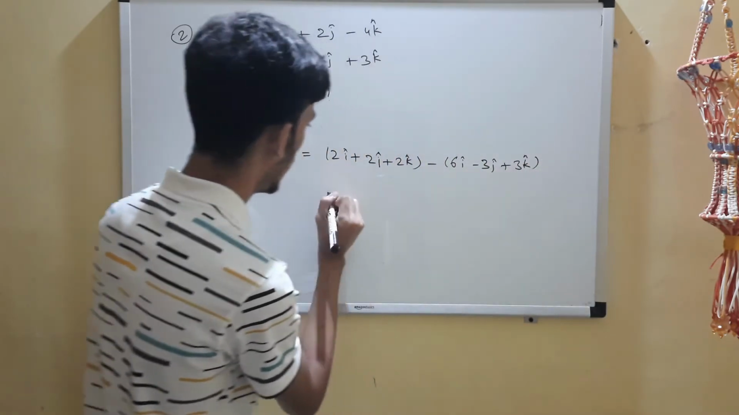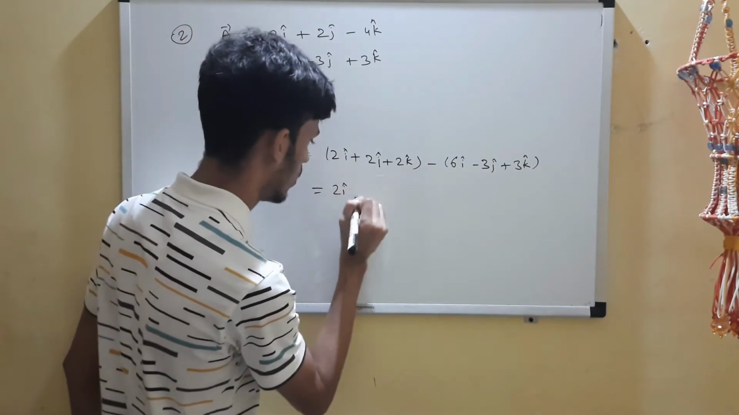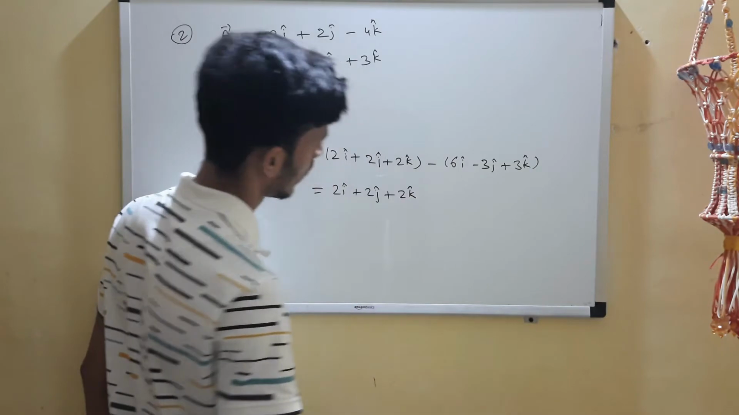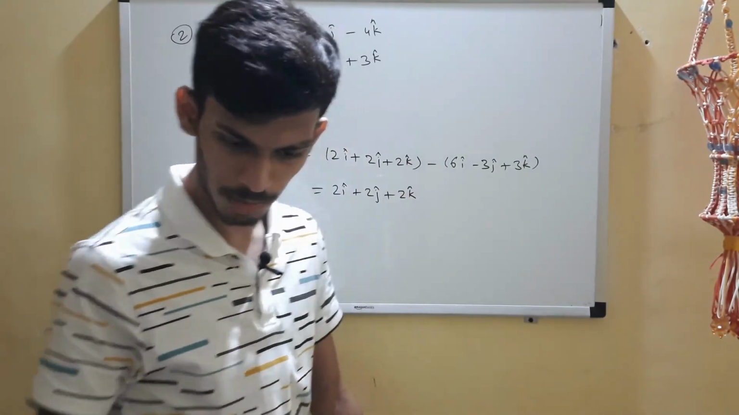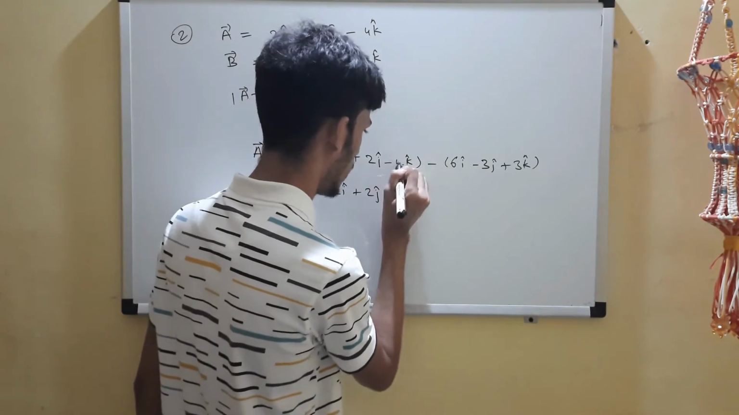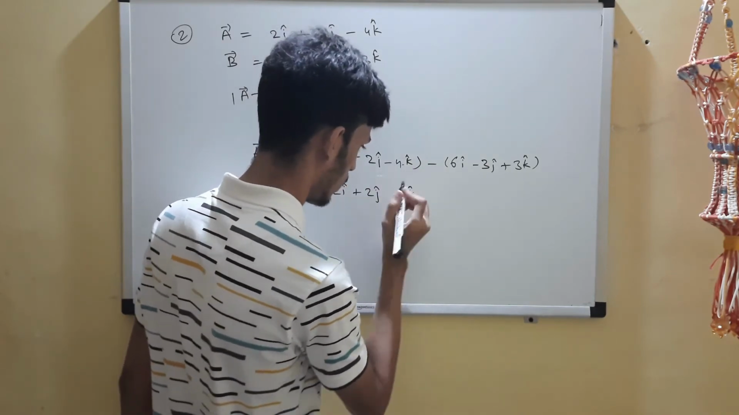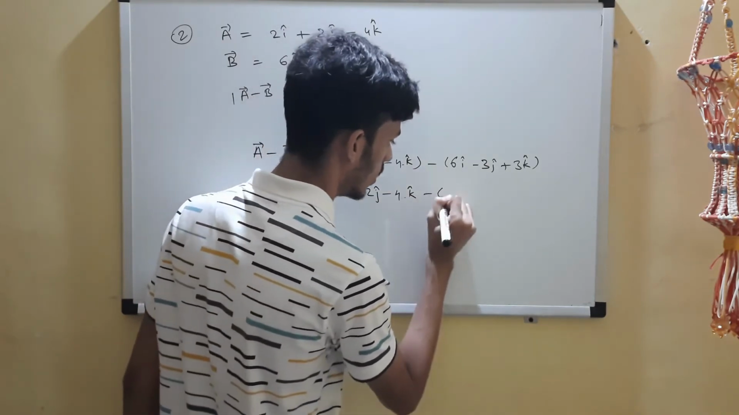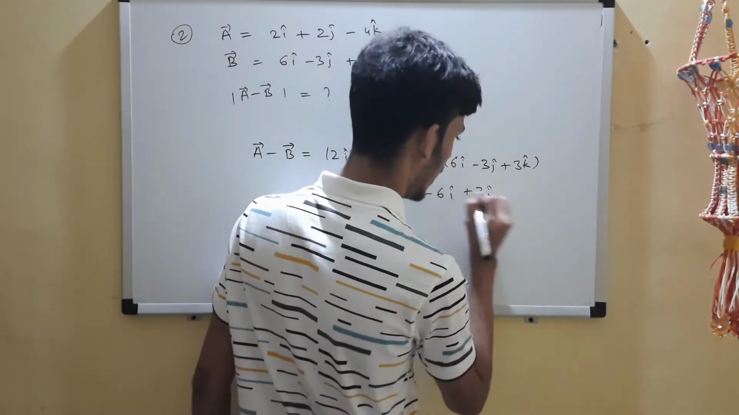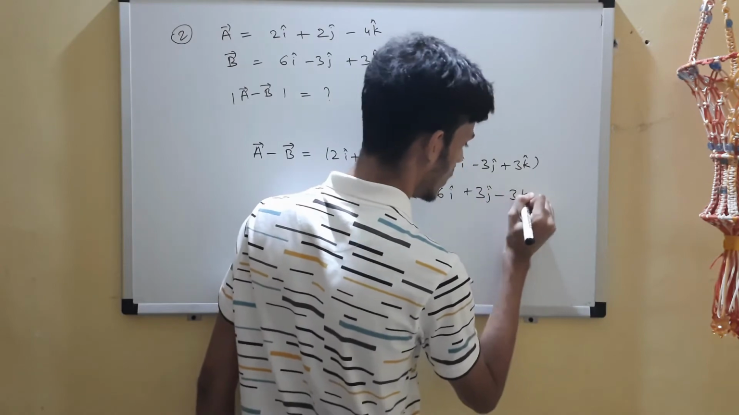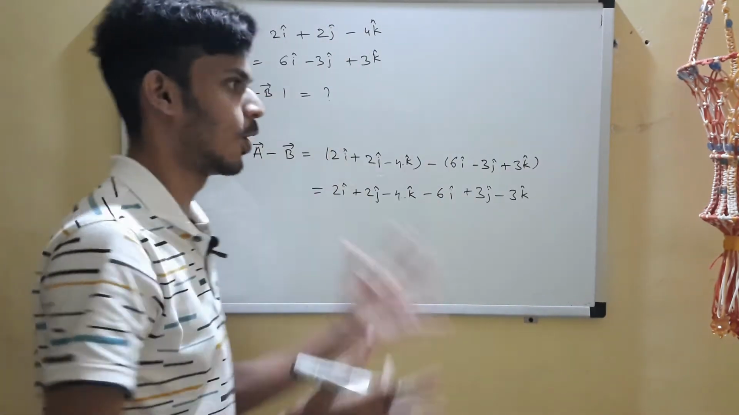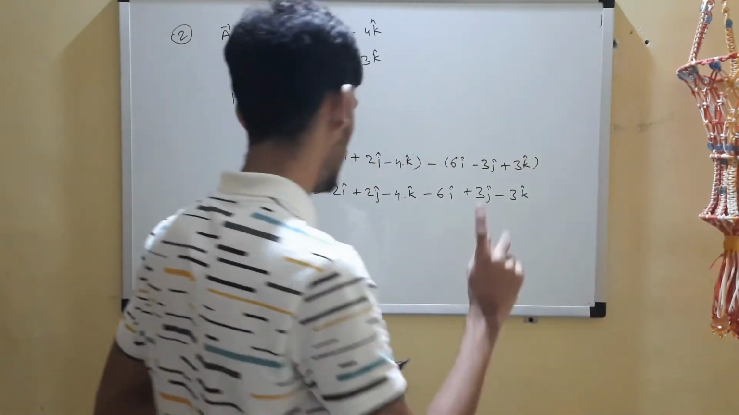Now let's open the brackets. Let me just check the problem. Here there is minus 4k cap, and here we have minus 6i cap plus 3j cap and minus 3k cap. I'm just opening the brackets, nothing special. Now what to do? Now comes the trick.